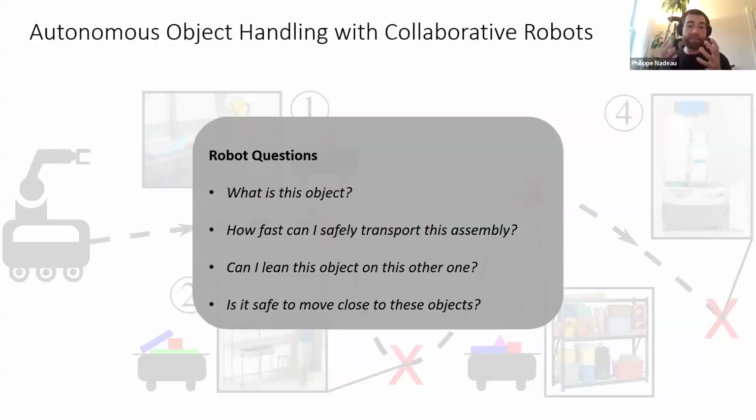So some of the questions that the robot needs to answer include, what is this object? How fast can I safely transport this assembly? Can I lean this object on this other one? Or is it safe to move close to these objects? And this thesis provides tools to help the robot answer some of these questions.